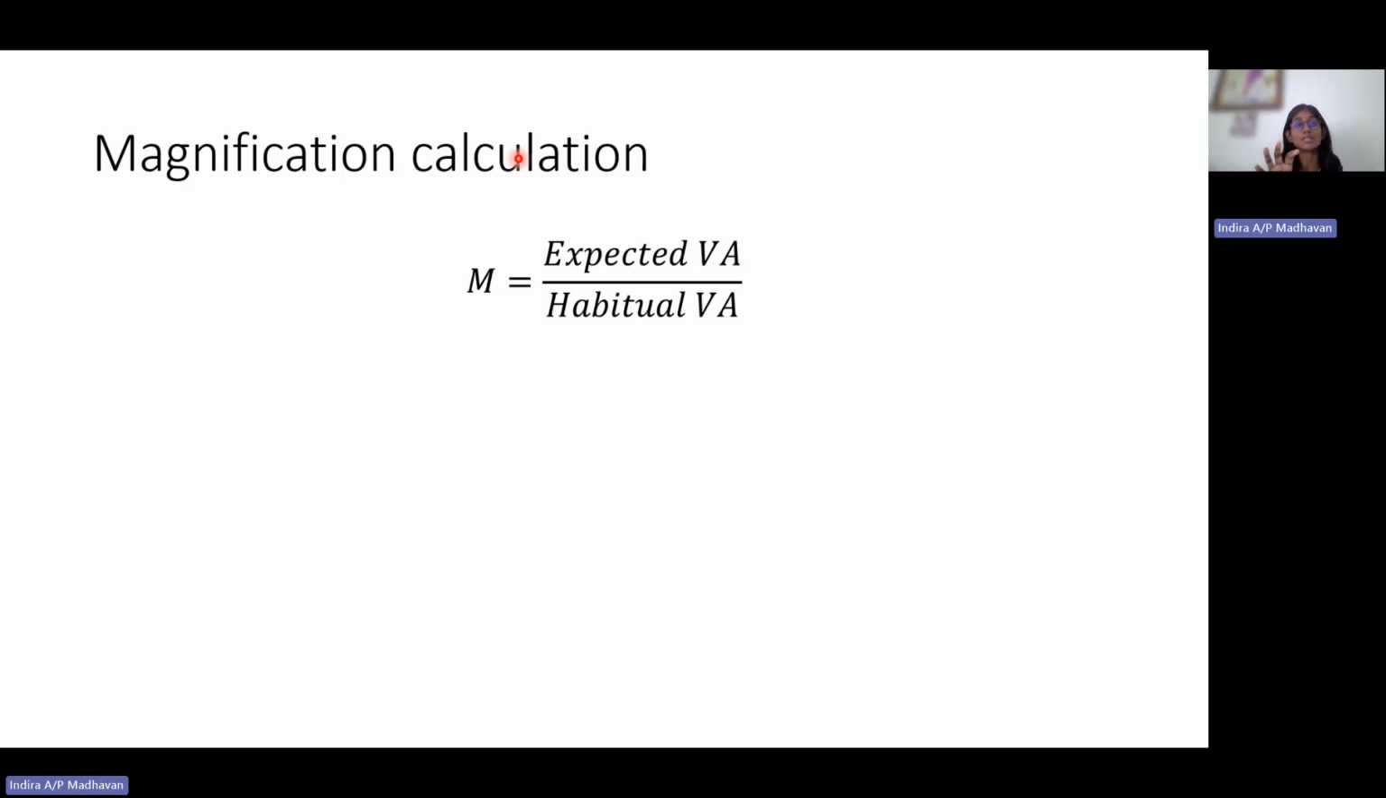So this imbalance might actually affect the patient while they are viewing something. So usually it is prescribed according to the better seeing eye only. So there is only one calculation for the magnification, and the habitual VA is the better seeing eye VA, converted to 6 meters Snellen, then insert it in, and you'll get the magnification value.